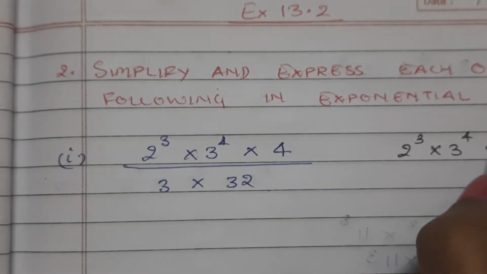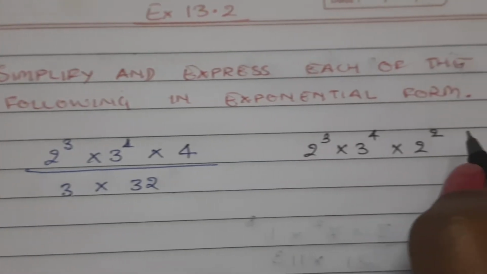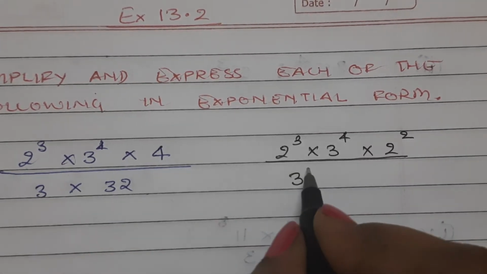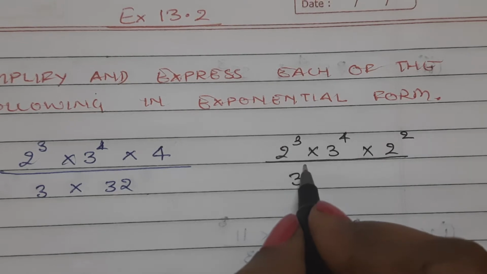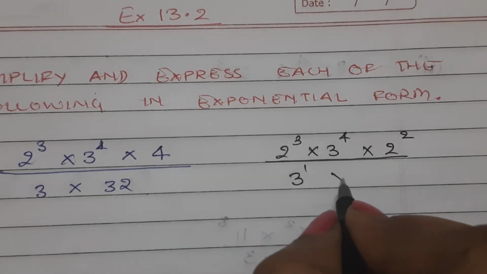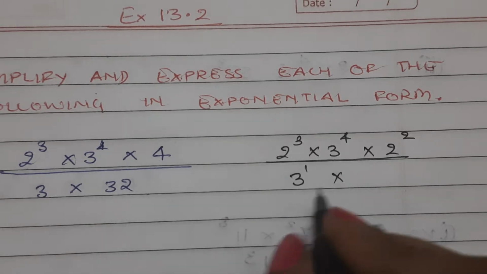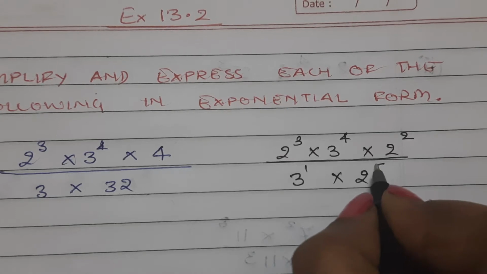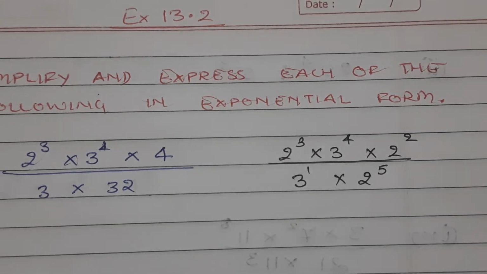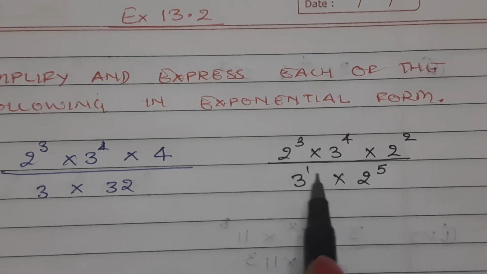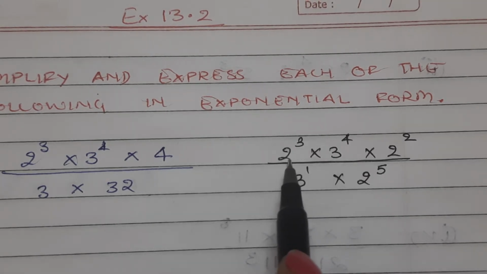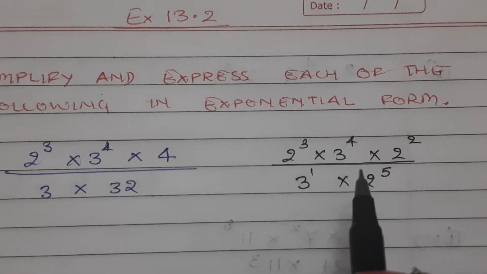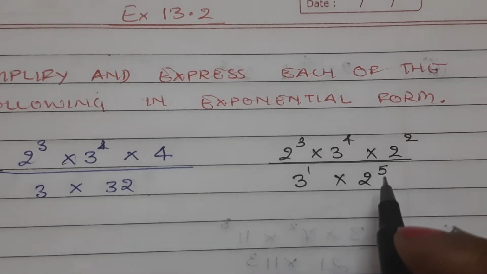Now we can write 4 as 2 to the power of 2. And this is 3. When there is no power, it is always assumed to be power 1. Into, now 32, we know that in the form of 2 we can write it as 2 to the power 5. So here children, we have made all the bases to be in the form of 2's and 3's. Now we will apply the laws of multiplication and division.